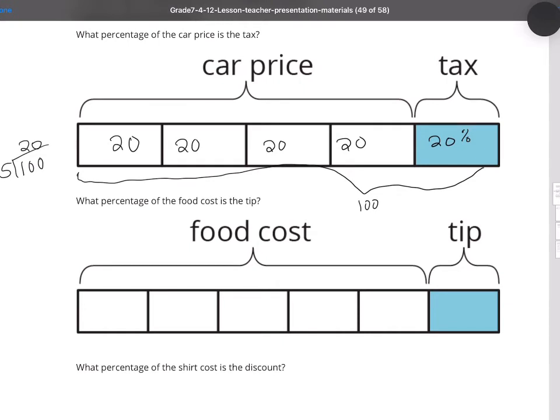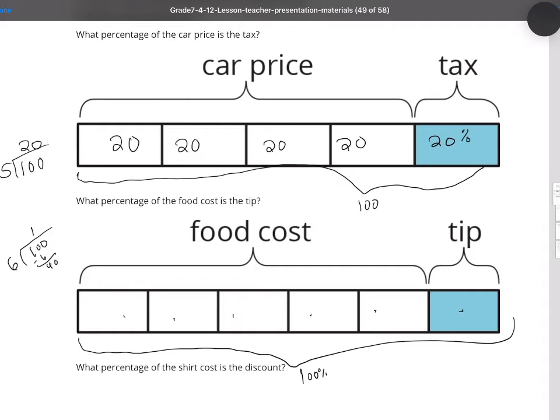Now, for the food cost, let's say what percentage of the food cost is the tip? All right, so the whole thing represents 100%. And I have 1, 2, 3, 4, 5, 6 pieces. So 100 divided by 6. Okay, 6 could go into 10 one time. 6 could go into 40 about how many times? 6 times. You guessed that correctly. Okay.